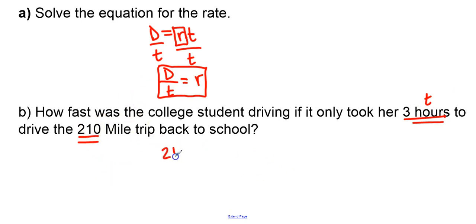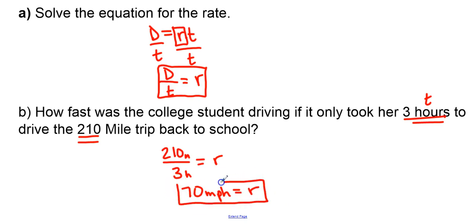So if I want to figure out what my rate is, I've got 210 divided by 3 hours. That's equal to my rate. Plug that in, or simplify, I should say, and I end up with 70. Remember, this was in miles, and this was in hours, so that's miles per hour. So if she wants to get back to school in 3 hours, and her trip is a distance of 210 miles, she needs to travel 70 miles per hour on average in order to make that happen.